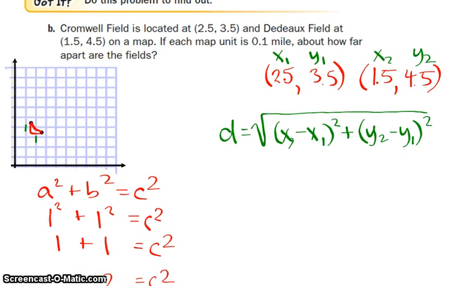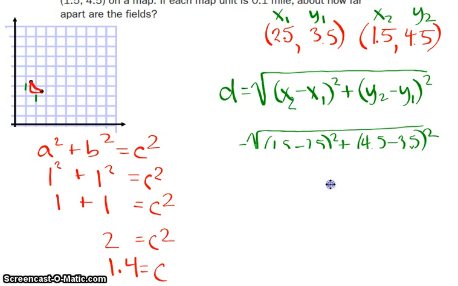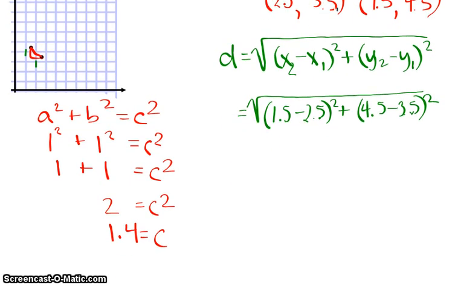Okay, let's check your work here. So here are our points. Let's plug in. Okay, you should have 1.5 minus 2.5. Again, that's 1.5 right here minus 2.5. x2 minus x1. Plus 4.5 minus 3.5. 4.5 here minus 3.5. y2 minus y1. Okay, now all we have to do is follow order of operations.